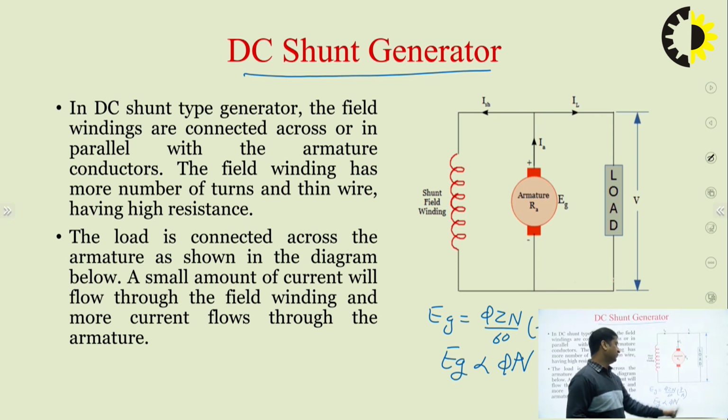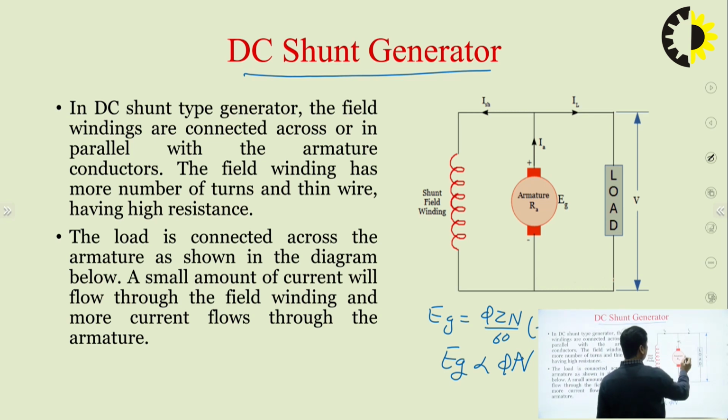So this induced voltage is proportional to the flux and the speed of the armature. Based on this, the generated voltage can be increased, and because of this induced voltage the circuit is closed, and the current will go like this and split. It will go to the shunt field winding, and this is the load connected in the circuit.